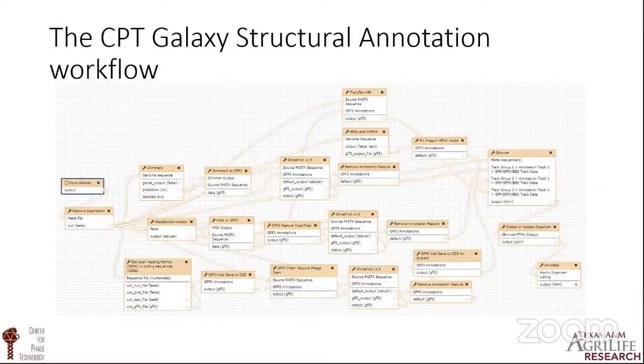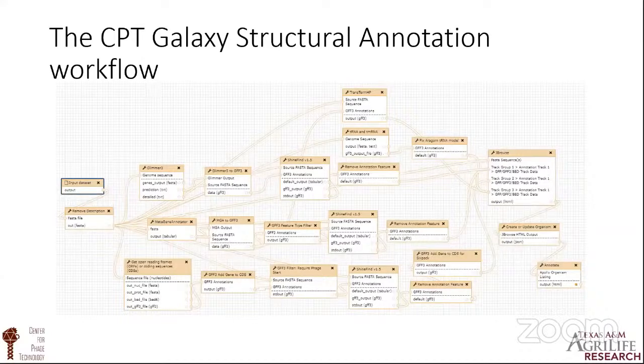This is an overview of the CPT Galaxy structural annotation workflow. You can see here it's a pretty complicated process. This workflow executes a number of analyses, starting with just your phage DNA sequence. By the end of this process, it will have an organism created in Apollo with the structural gene evidence applied to it as tracks, which will then be viewable by the user.